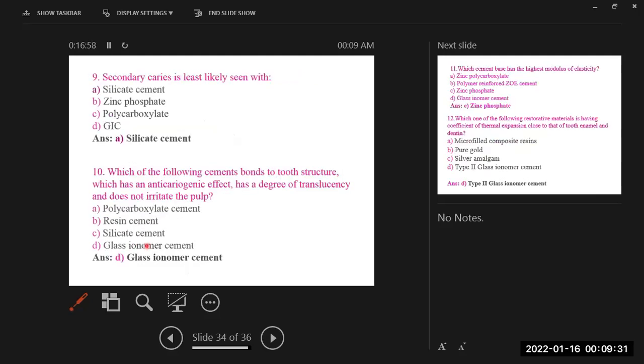Next, secondary caries. Secondary caries is least likely seen with silicate cements. Okay. And which of the following cements bonds to tooth structure, has an anticariogenic property, has a degree of translucency, and does not irritate the pulp? So definitely the answer would be glass ionomer cement, because that is what is bonding chemically to tooth structure. Anticariogenic effect because of the release of fluorides. Also, it is not irritating to the pulp.